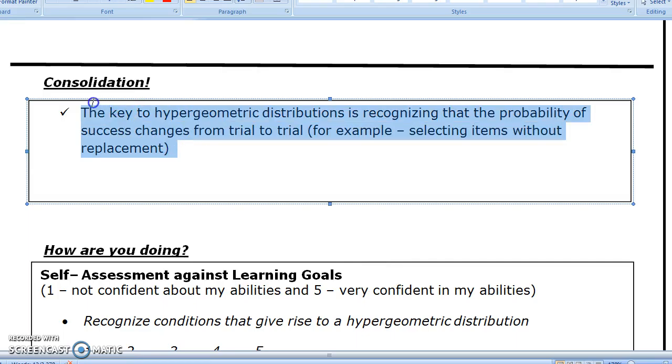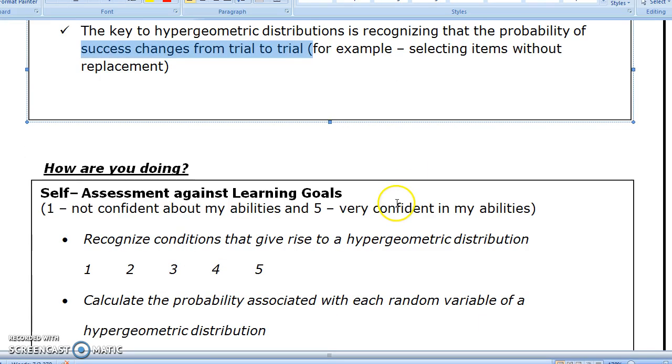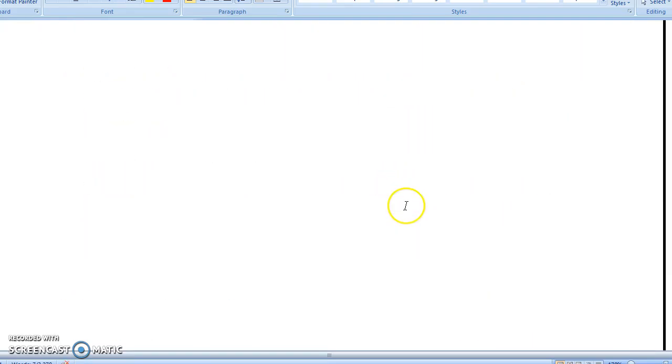Hypergeometric distributions, you've done them before. You've done this combination work before. This is not new. We're just using some new language to describe it. The thing that we need to understand with these is that the probability of success changes from trial to trial. If you try to put this into a binomial, it will not make sense, because every time you do the experiment, the probability changes.